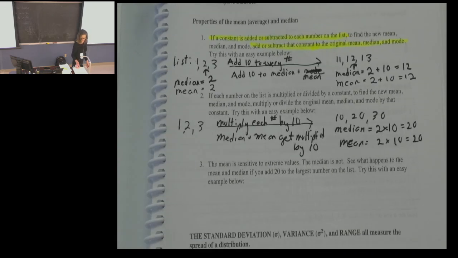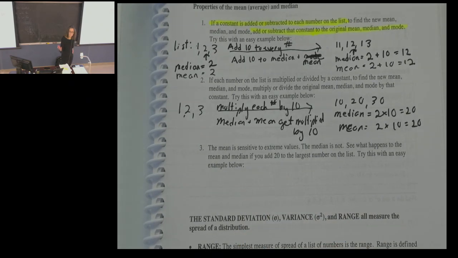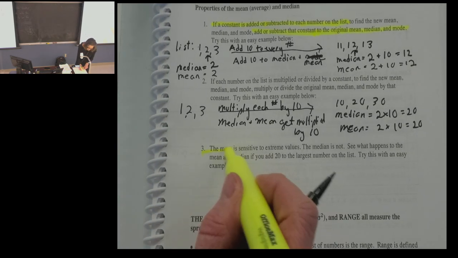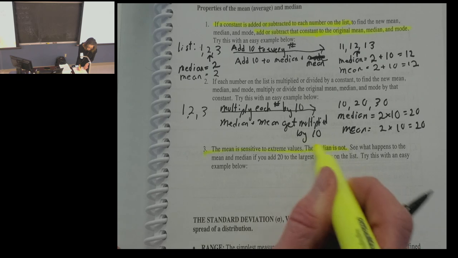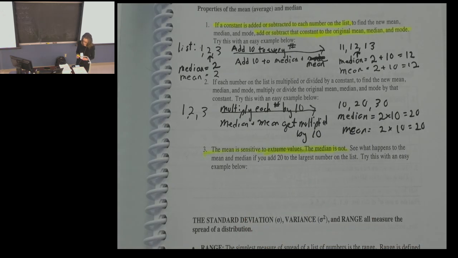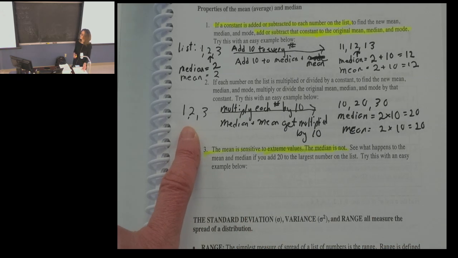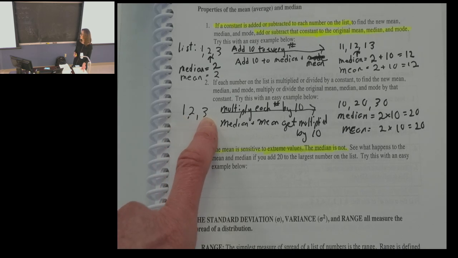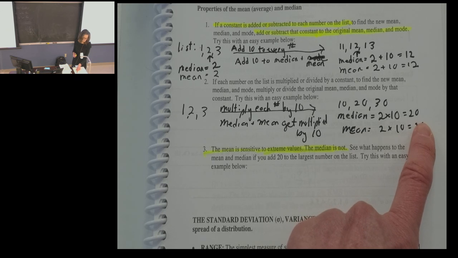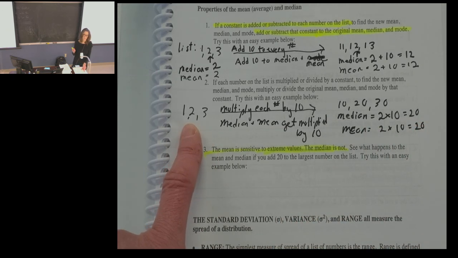But here's where they're different. The mean is sensitive to extreme values. This is really important. And the median is not, right? I mean, the median's a middle number. So if 1, 2, 3 has a median of 2, but this 3 was 300 or 3 million, the median would still be the middle number of 2, whereas obviously the mean, the average, would be affected.